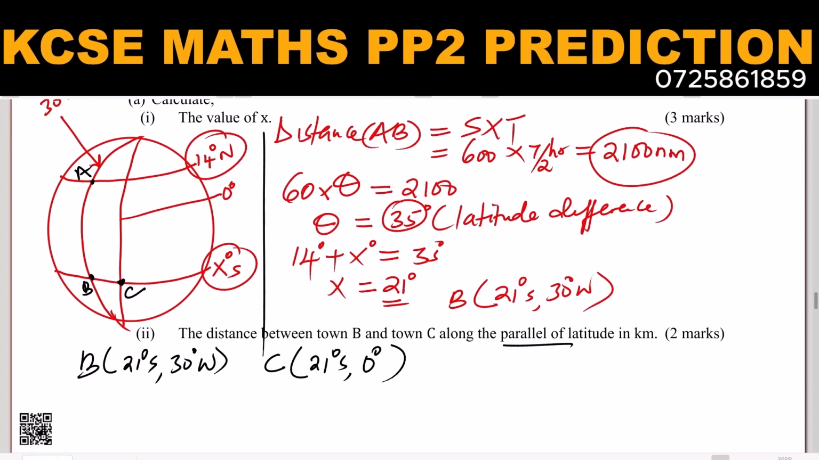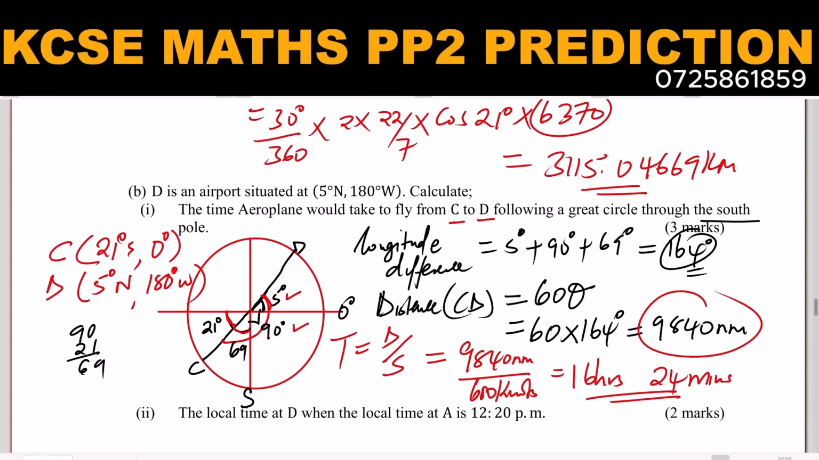And since you want to get the time, you need to get the distance first, and then you divide by the speed. So the longitude difference will help you to get the distance, because distance will be given by 60 theta. It is distance via the south pole, that is distance along the great circle. 60 times the longitude difference, you get the distance in nautical miles. After that, you take time is equal to distance divided by speed, and you get the time.